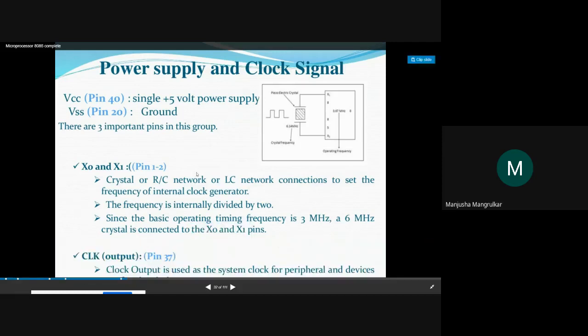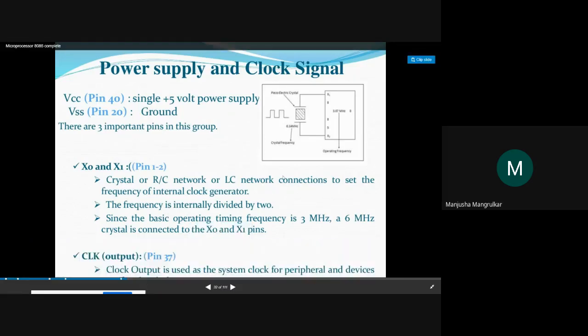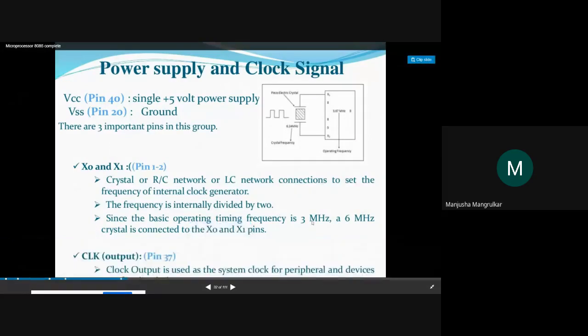The clock out signal is also the same, because other peripherals are also interfaced with your processor. Those peripherals also have to work with the same clock frequency. So the crystal is generating a frequency for the microprocessor, and the same clock frequency, the clock out signal, is given to the other peripheral devices which are connected to your microprocessor. So the clock out is used as a system clock for the peripheral devices, right?